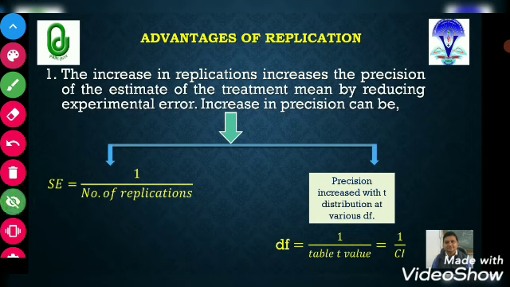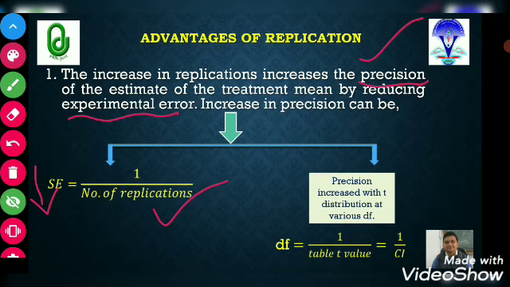So what are the advantages of replication? The increase in replication increases the precision. We have already discussed how it is increasing the precision by reducing the experimental error. And this increase in precision can be observed by two things. First, if you are increasing the replication, then there will be a reduction in standard error. So standard error and replication are inversely proportional. If you increase the number of replications, standard error will be reduced and thereby precision will increase.